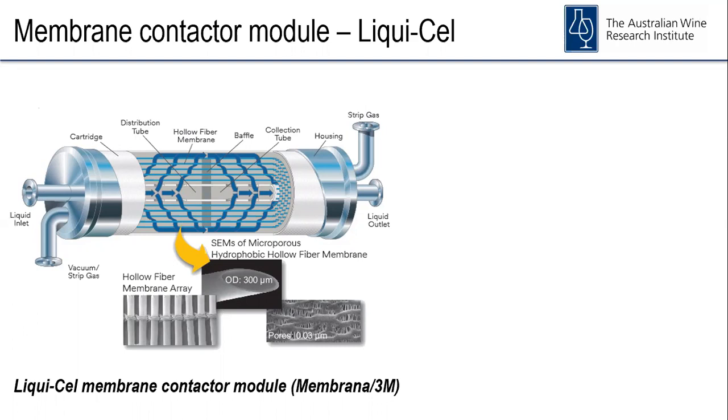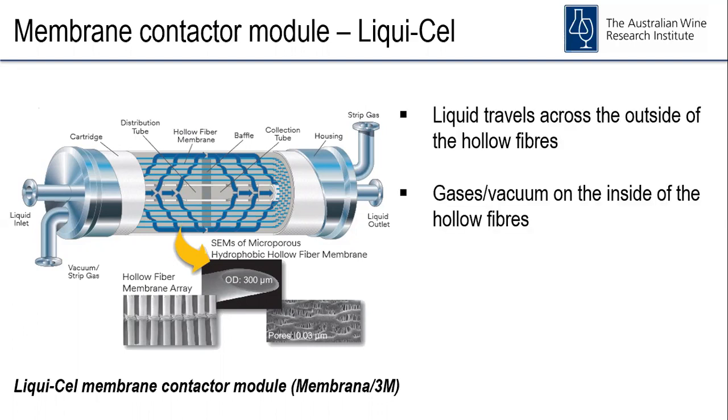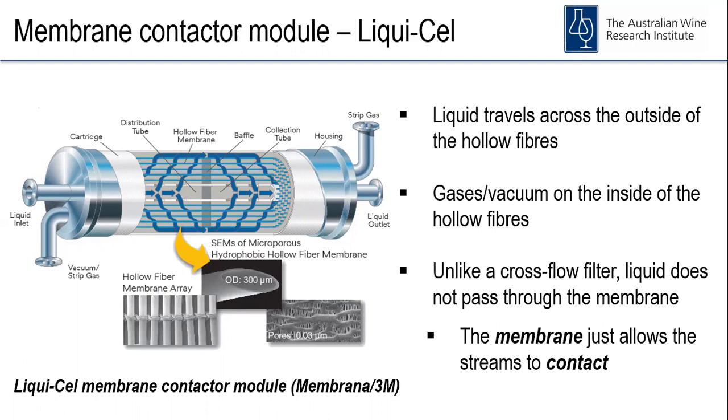middle of the fibers. Just contrasting this technology quickly with cross-flow microfiltration, because this would be the membrane technology probably that people will be most familiar with. The feed liquid is going across the outside of the hollow fibers instead of through the middle, like it would in a normal cross-flow microfilter. But really, the key fundamental difference is that the liquid is not passing through the membrane like in a cross-flow microfilter. The liquid is just staying on one side of the membrane, allowing intimate contact between the gas and the wine, so that gases can diffuse into or out of the wine. And that contact that it's providing is why it's called a membrane contactor.